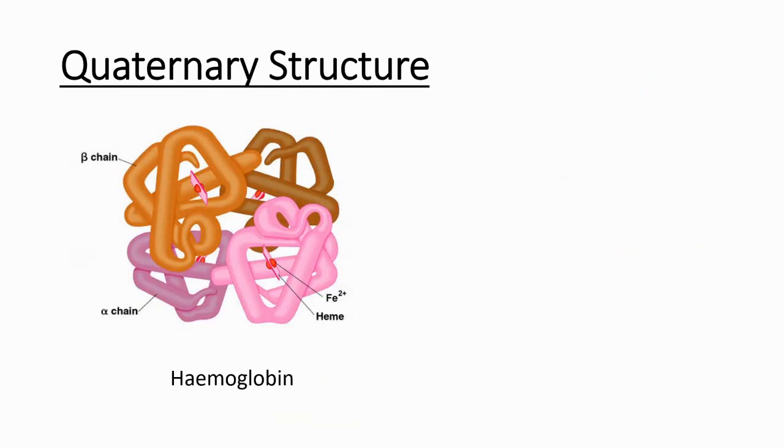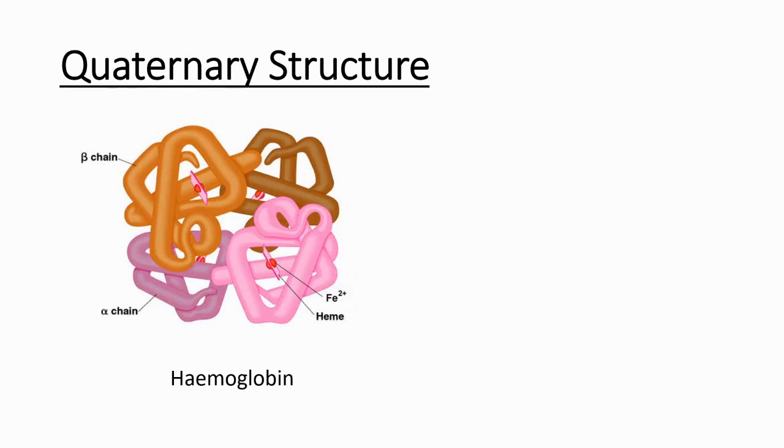The fourth level of organization is called the quaternary structure. This means there are two or more polypeptide chains which are interacting with each other. An example is found in hemoglobin, which contains two alpha chains and two beta chains, and these are color-coded.